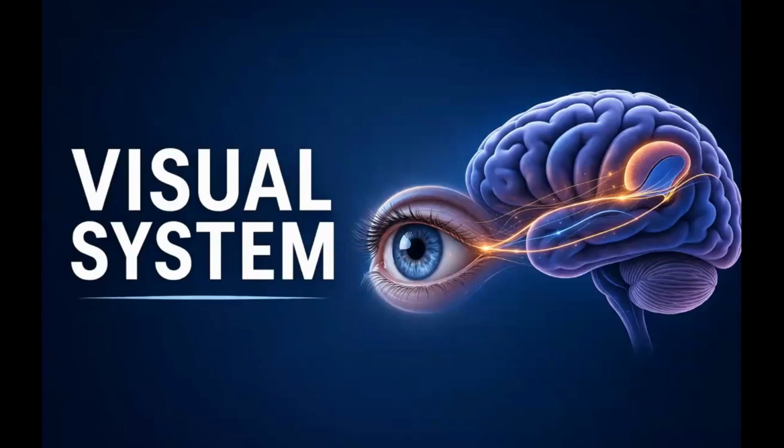That's what makes the visual system such a powerful topic in neuro. It's honestly pretty elegant, it's highly organized, and it is deeply functional.